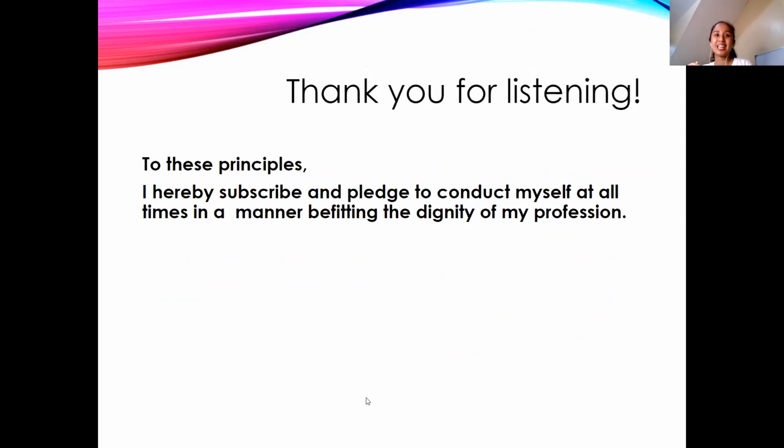And finally, class, ito yung final words ng Code of Ethics. Ang ganda-ganda. To these principles, I hereby subscribe and pledge to conduct myself at all times in a manner befitting the dignity of my profession. Kung hindi mo naalala yung iba, yung final words, I will conduct myself at all times in a manner befitting the dignity of my profession. Class, kahit nasa bahay lang ako, we're online class, I'm at home, I'm outside, my actions should reflect that I am a professional medical technologist, that I am honorable, that I am honest, that I have integrity.